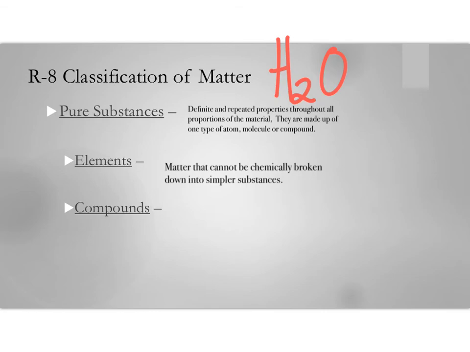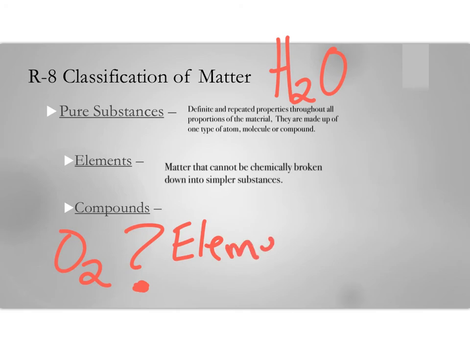Compounds are chemicals that are made up of two or more different elements. So if I give you something like oxygen, O2, that would not be a compound. It does exist, but is it an element? What is that? There's two atoms there, and we call this the elemental form of oxygen.